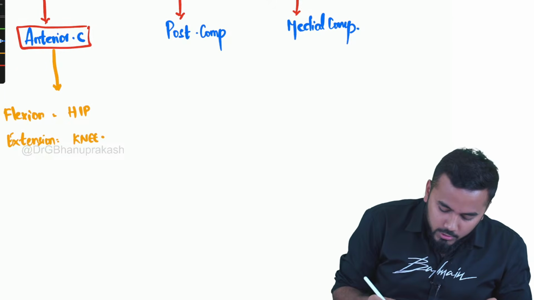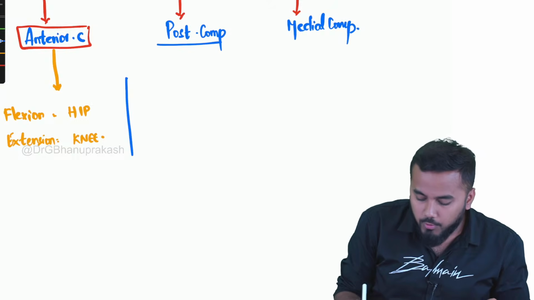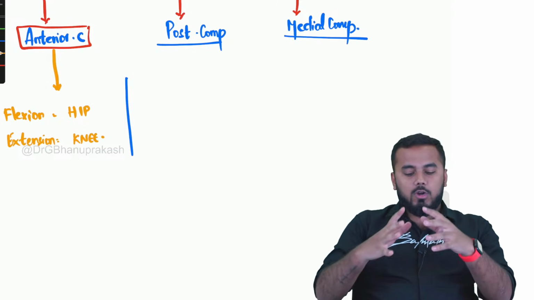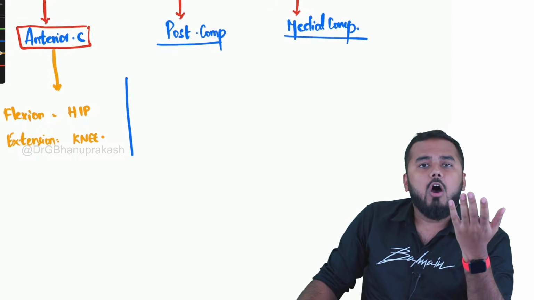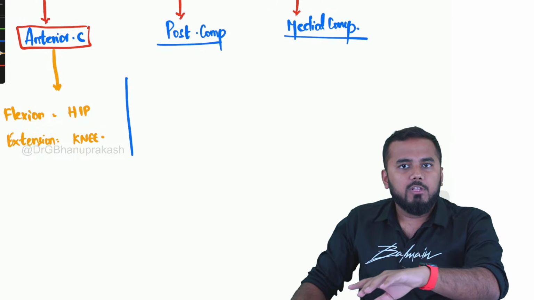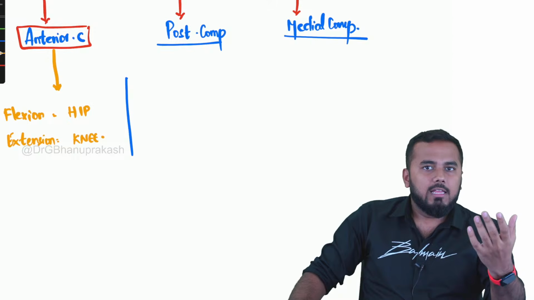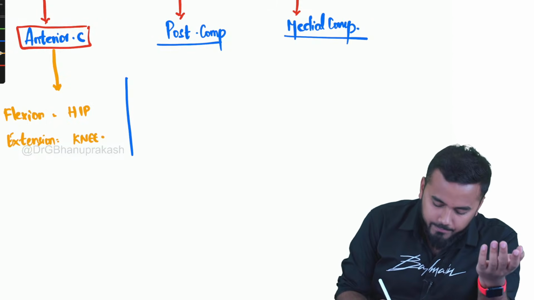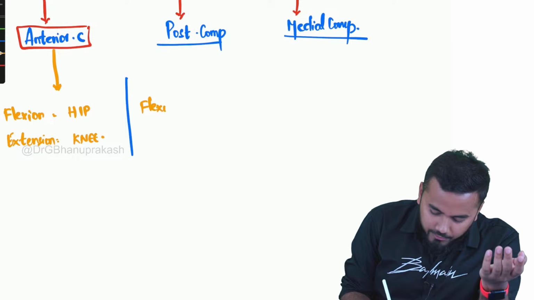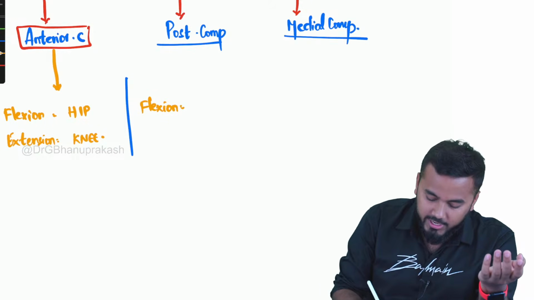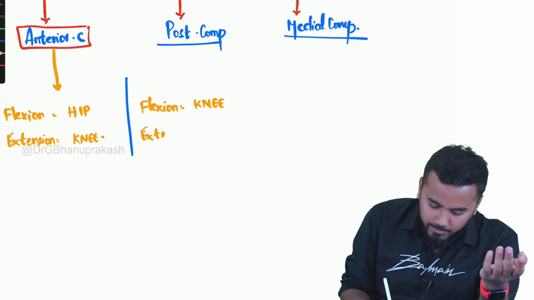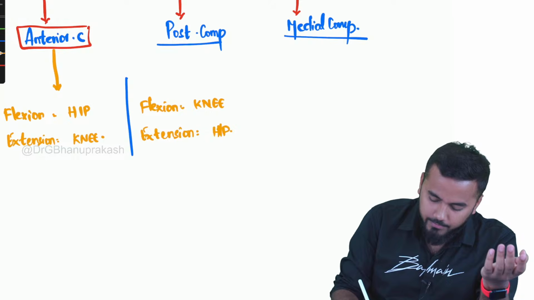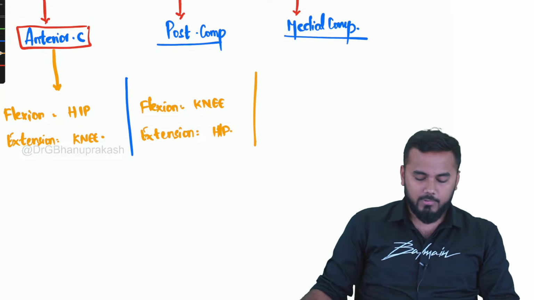Okay, fine. So what about posterior? I don't know what is the action of posterior compartment. Then how are you able to tell us? Simple thing. Opposite of anterior is posterior. What are the functions of anterior? Opposite of that will be posterior, isn't it? So flexion of hip previously, now flexion of knee and extension of hip. Extension of hip, right?